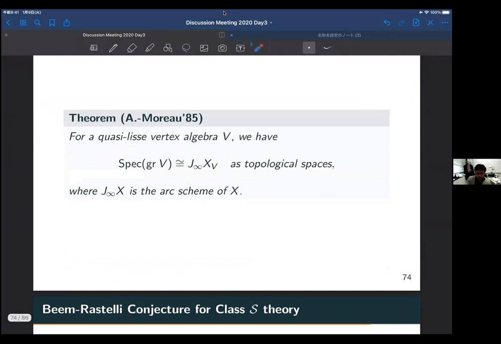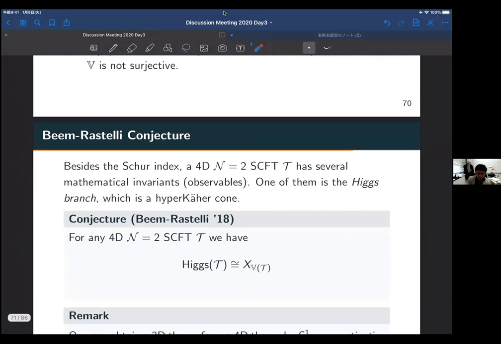Now, I wrote this as a conjecture, but it's now widely accepted in the physics community. But this is really a physical conjecture, meaning that this four-dimensional theory is not mathematically defined. So to make sense of the conjecture mathematically, you need to reformulate this statement in some other way.